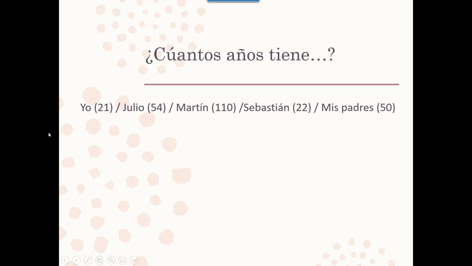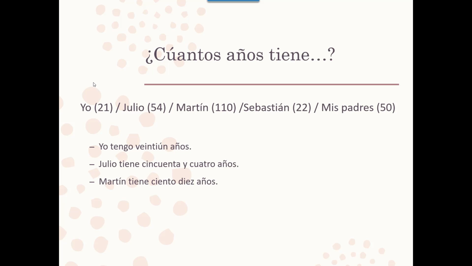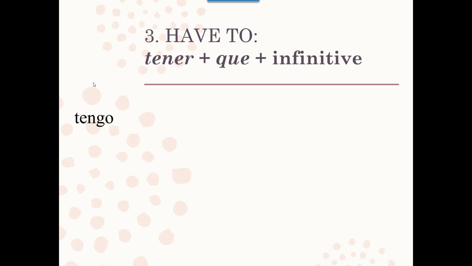Then, this is just a little activity for you to practice. How to say I am 21? Yo tengo 21 años. Julio tiene 54 años. Martín tiene, he is 110 years old. Sebastián. So you can practice and look at these, just with different people that you know in your life, you can practice like that.